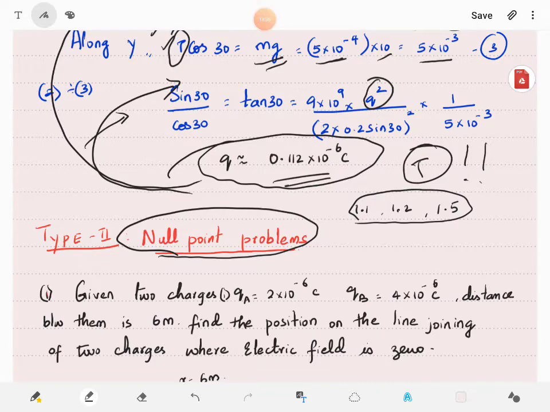What does this null point actually mean? Null point means E net at that particular point will have to be 0. Because the net electric field is 0, F net is also going to be 0. Why is F net equal to 0? Because F net is q E net. Such questions have been asked, like I've already remarked, multiple times in your board exams as well as in competitive exams. So let us take a look at the first question.